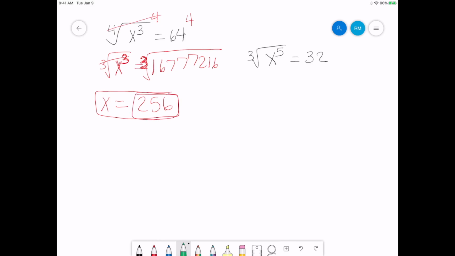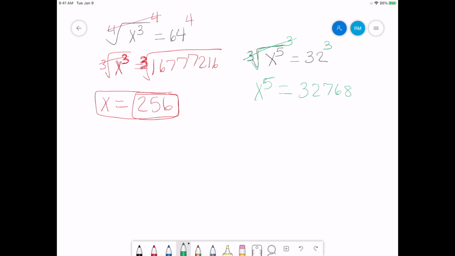And let's do this one just so you have a good idea of how to do these. So first thing I need to do is get rid of that cube root sign, so I'm going to raise everything to the third power. Now I'm left with x to the fifth equals 32 to the third power. 32 to the third power is 32,768.